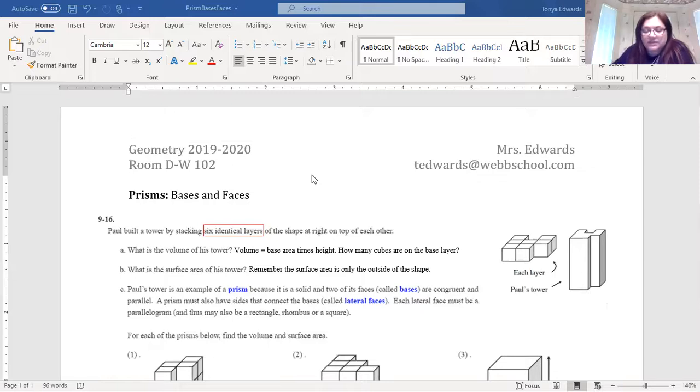Now, homework this week is due on Thursday, which means there is a separate assignment on Friday. We're going to turn everything in on Thursday by 11:59 p.m., just before midnight on Thursday. And then on Friday, we're actually going to have another video, and you will find your own prism in your house and make a net.